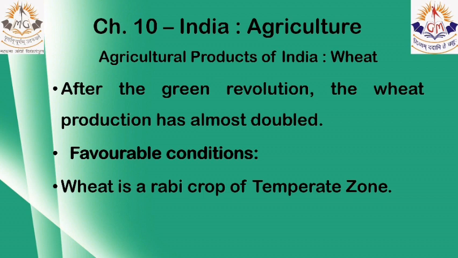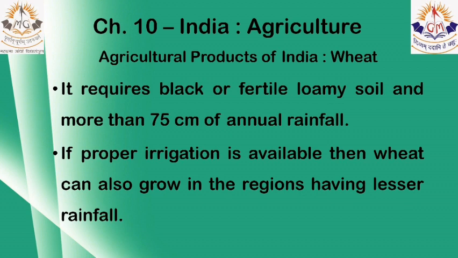Now the favorable conditions. Wheat is a rabi crop of the temperate zone. That means the temperate zone we just discussed. Torrid zone is quite hot, near the equator. Above the torrid zone comes the temperate zone, that means not so hot, not so cold. So that is the basic requirement of wheat. It doesn't require too much heat, it requires a little bit of cold or cool climate.